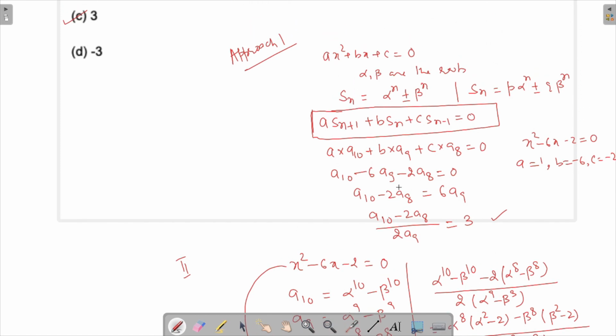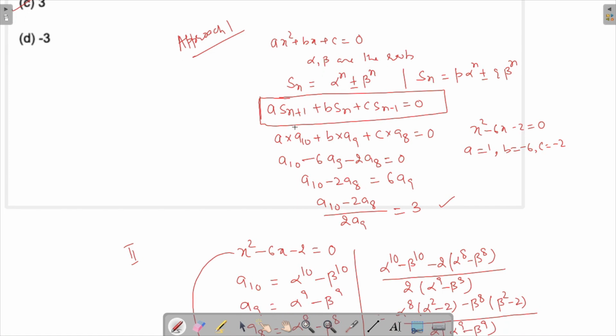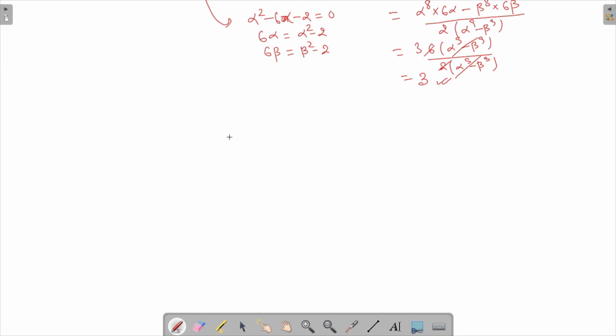All right. Now, the question might be why does this work, right? If you want to see why this works, we can again do it in 2 minutes. What did we say? In general, A times S(n+1) plus B times S(n) plus C times S(n-1) should be equal to 0.